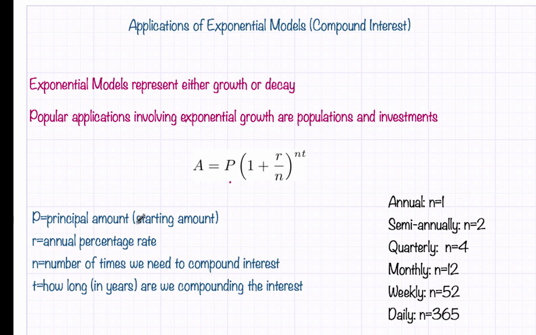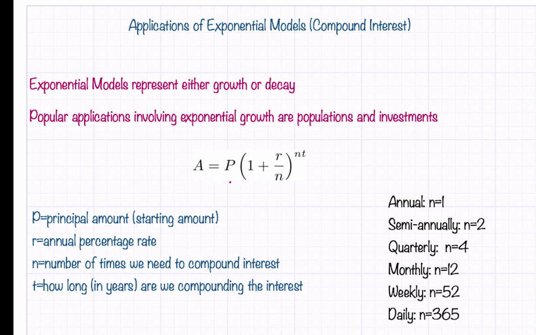And so principal is the starting amount, how much you put into the account at first. R is the annual percentage rate. N is the number of times we need to compound, and that's over here. We have annual, semi-annually, quarterly, monthly, weekly, and daily. So those are your N values for a few of them, so you can try to memorize those. And T is how long we are going to compound that interest.